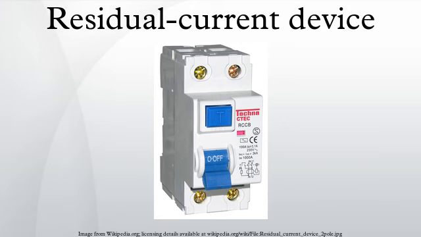RCCBs are designed to disconnect quickly enough to prevent injury caused by such shocks. They are not intended to provide protection against overcurrent or all short-circuit conditions. In the United States and Canada, a residual current device is most commonly known as a ground fault circuit interrupter, ground fault interrupter, or an appliance leakage current interrupter.